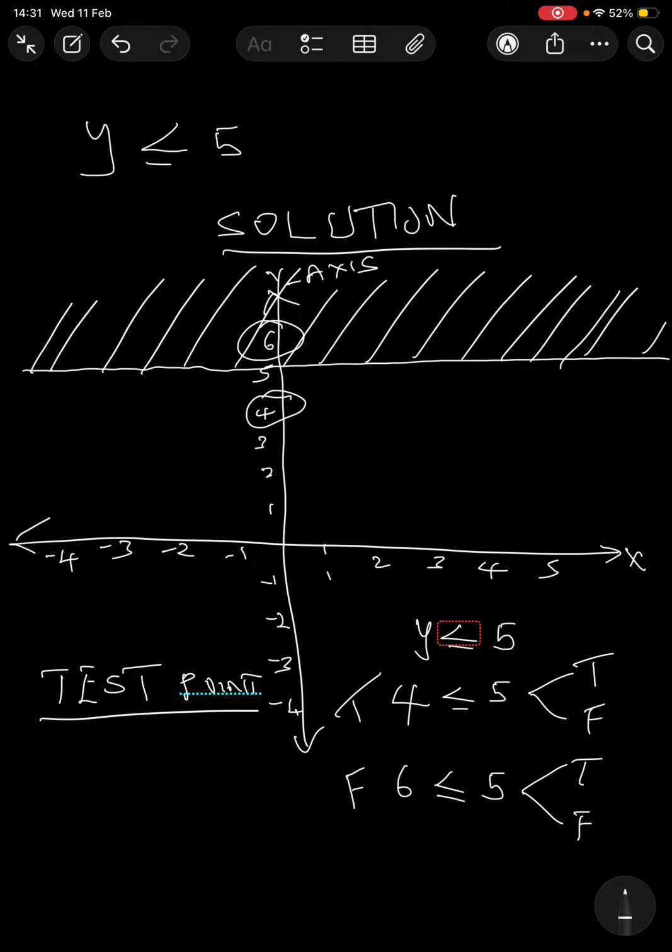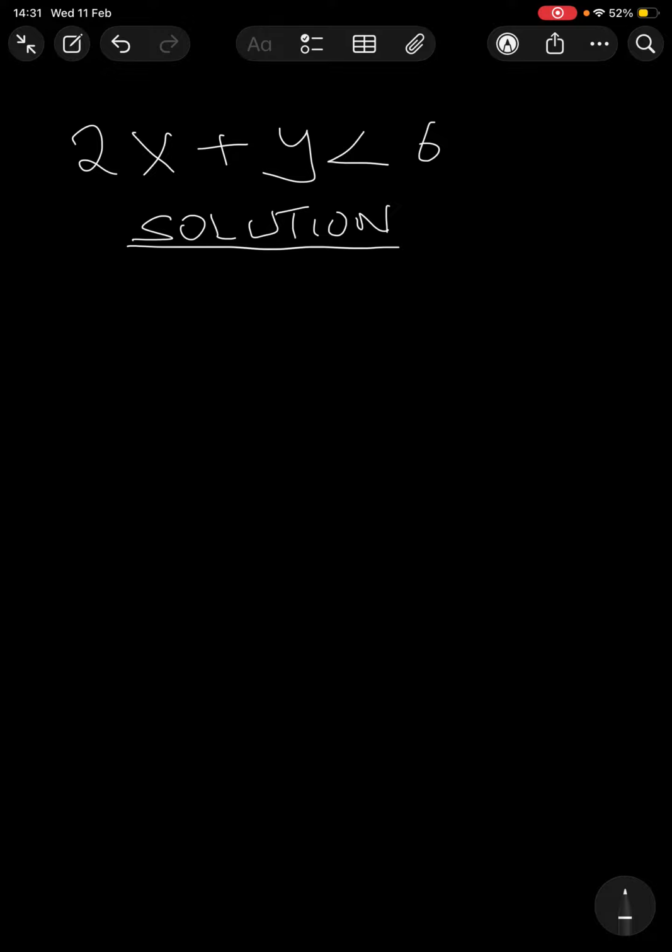Next, we have 2x plus y less than 6. We solve graphically. Step 1, make y the subject. 2x plus y less than 6. Make y the subject. So this becomes y less than 6 minus 2x.